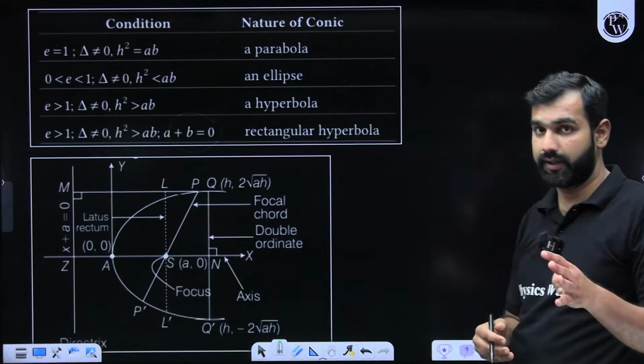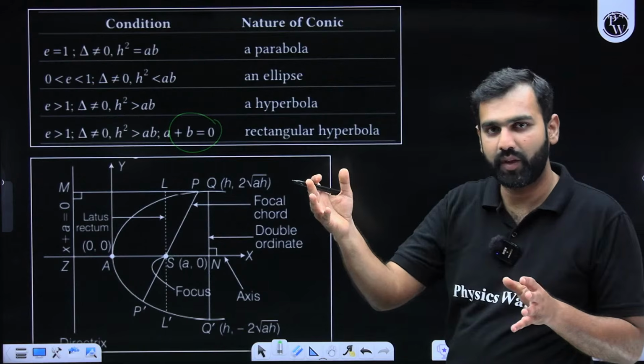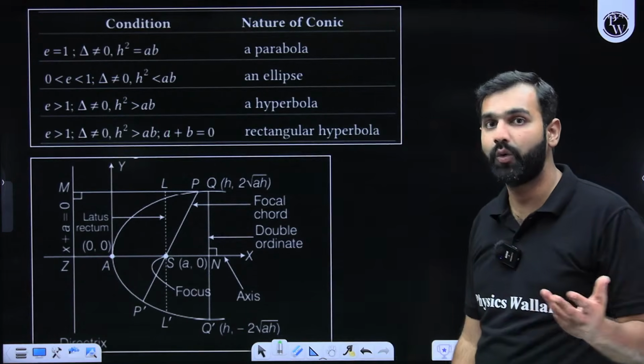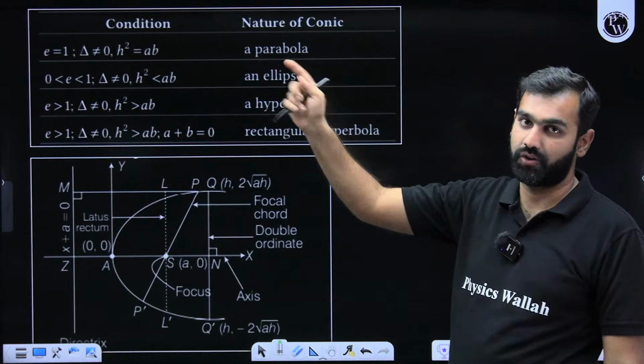So let's say a second degree equation in xy is given, 4 options are given. Then how do we figure it out? By doing this calculation. Remember that.